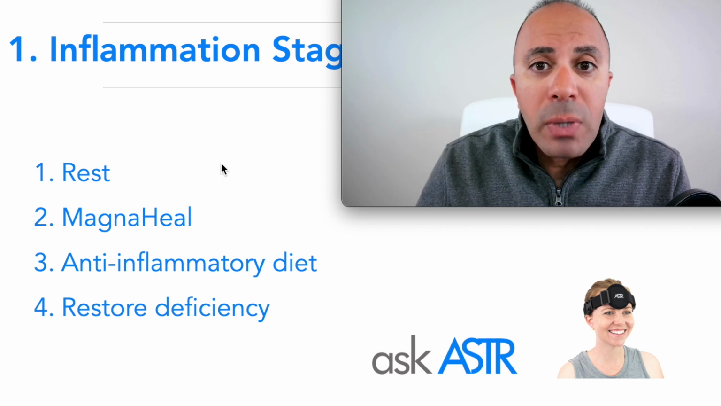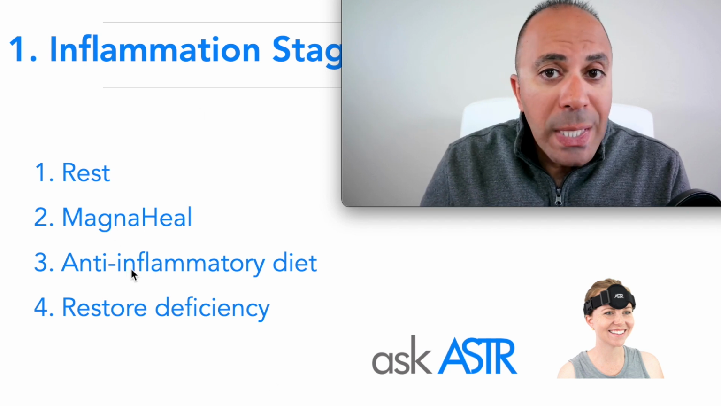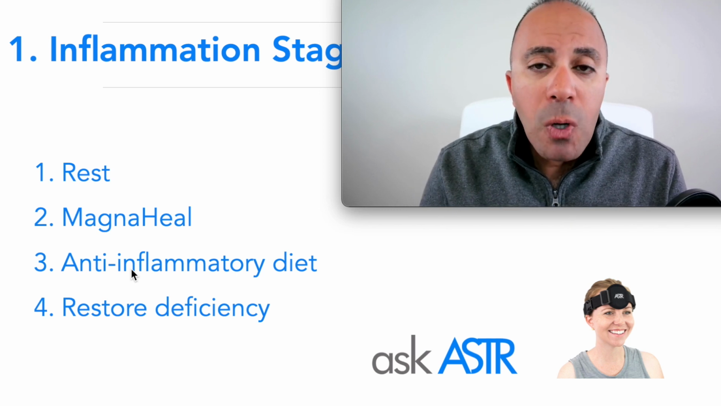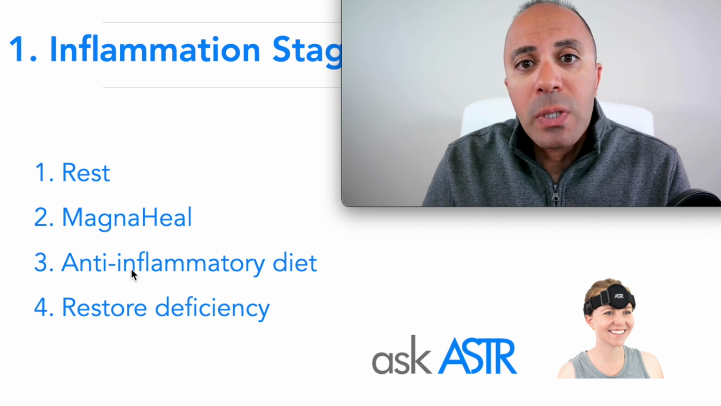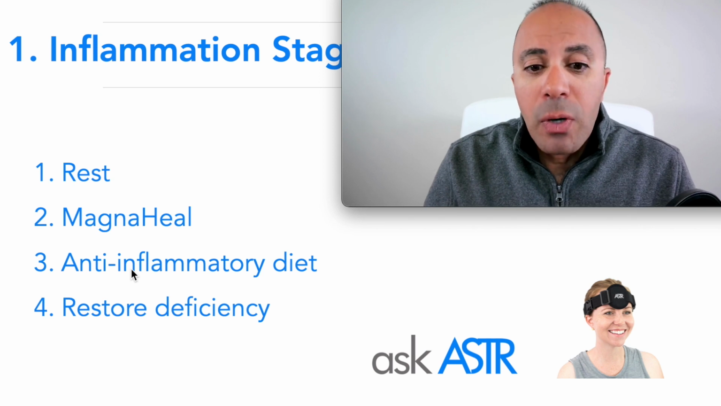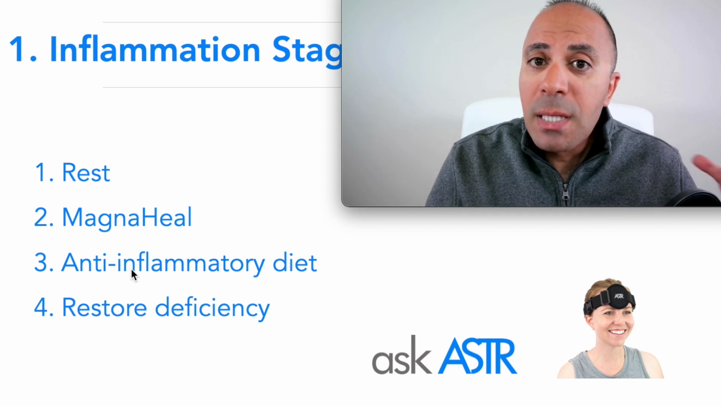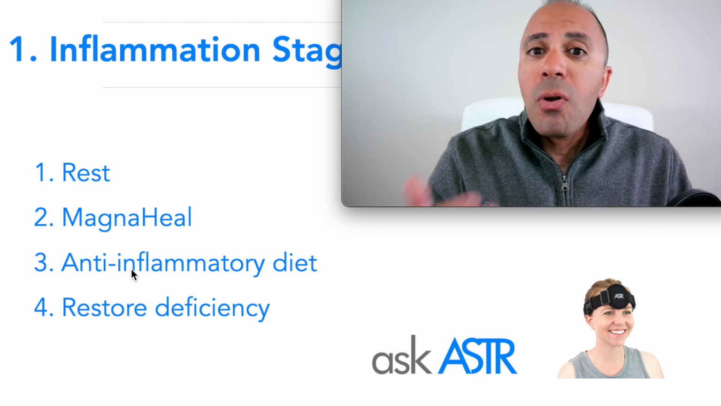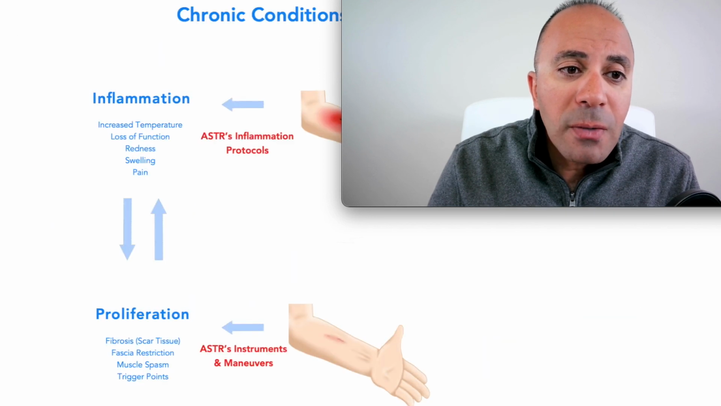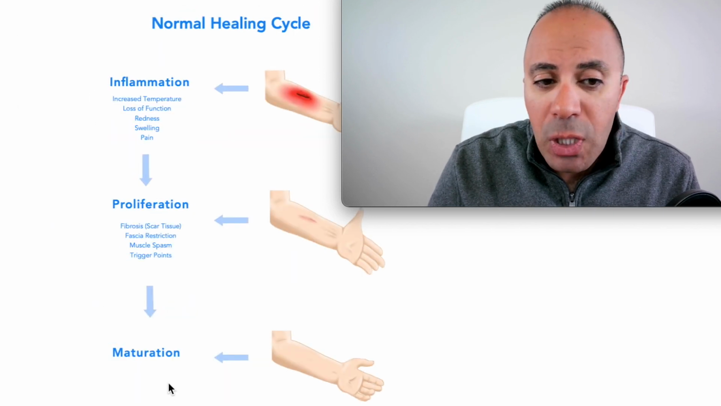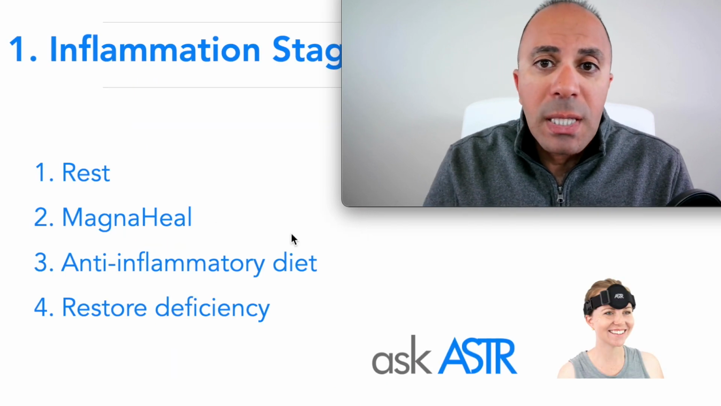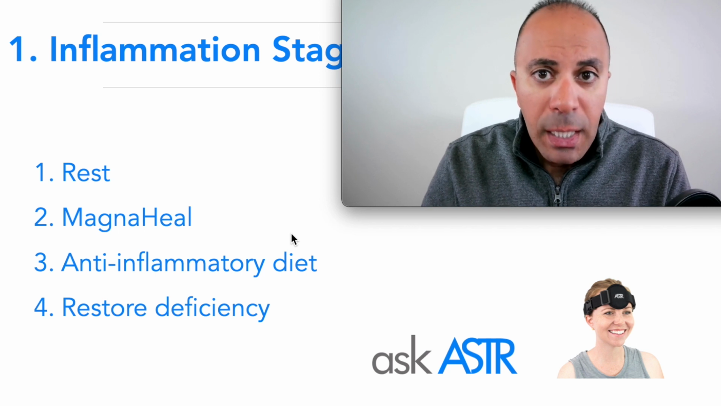We need to really address the inflammation because that's part of the disease. The other thing that I usually do with all of my patients is put them on an anti-inflammatory diet, because there are certain foods that actually cause internal inflammation and slow down the healing. The Magna Heal is more important because there is a lot of localized inflammation, and the diet will help the body recover faster and move faster from inflammation to proliferation to maturation. Lastly, if you have a vitamin and mineral deficiency, that could slow down your healing process.